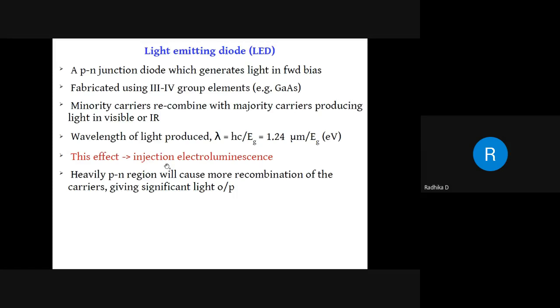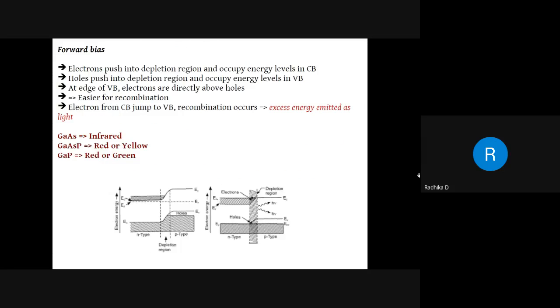Something is being done to you, right? Something is being done there. Electro obviously corresponds to electric field or current. Luminescence means light, right? So that is another term for it. So recombination of charge carriers or injection electroluminescence, that is another name. Okay, now let's understand it in this way.